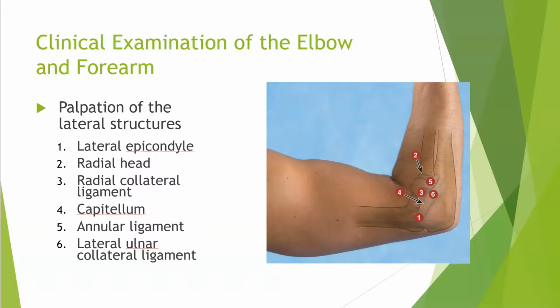Okay. On the lateral structures, we've got our lateral epicondyle and the radial head. Looking at the radial collateral ligament, the nice thing there is you don't have the 3 different bundles, okay? But you do have the annular ligament and the lateral ulnar collateral ligament.